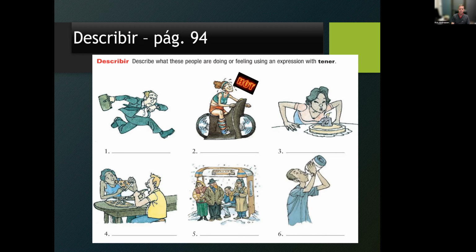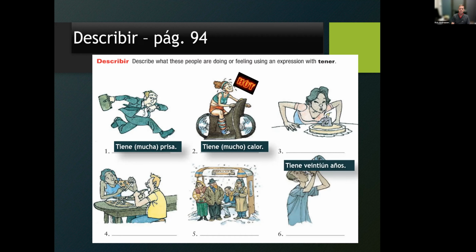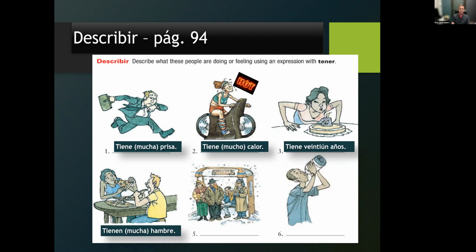Tiene mucha prisa. 2. Tiene mucho calor. 3. Tiene 21 años. 4. Tienen mucha hambre. 5. Tienen mucho frío. 6. Tiene mucha sed.